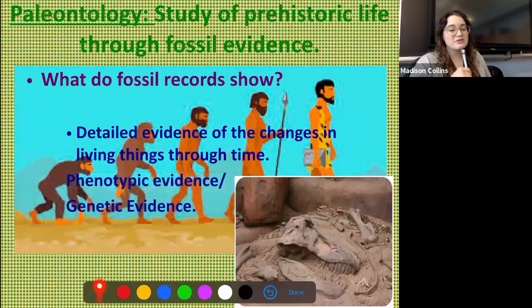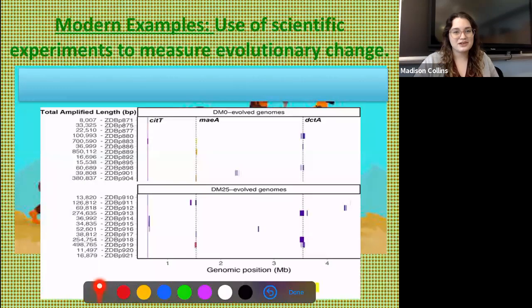Well, it's going to be phenotypic evidence, right? Because we're looking at those structural similarities, but we can also consider it genetic evidence as well, because sometimes if we're lucky, we can pull a DNA sample from those fossils and actually compare the DNA to what we have today. All right, which brings us to modern examples of evolution.